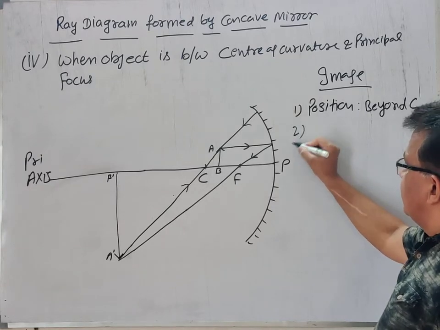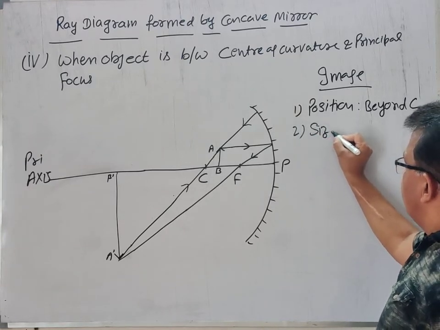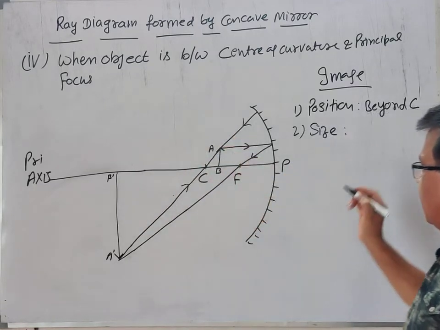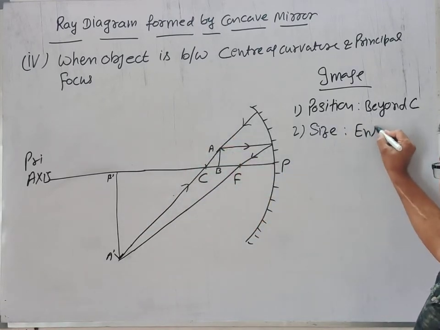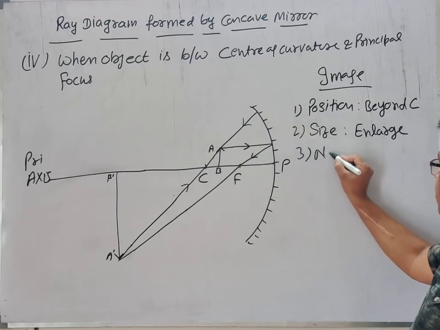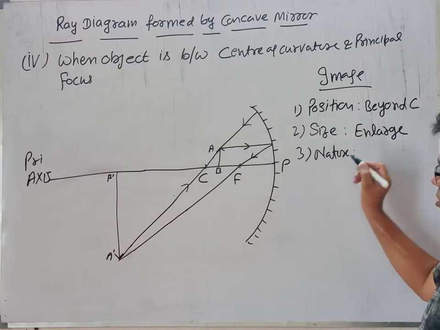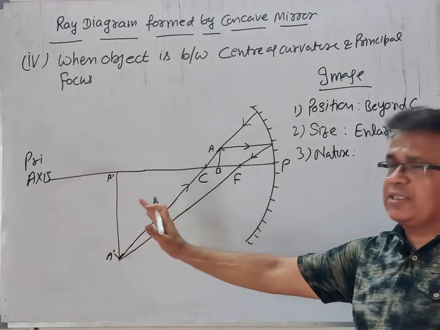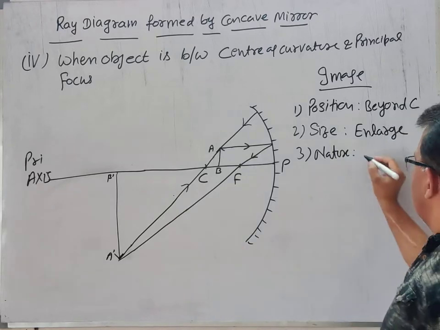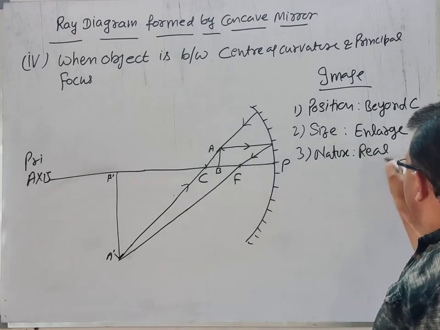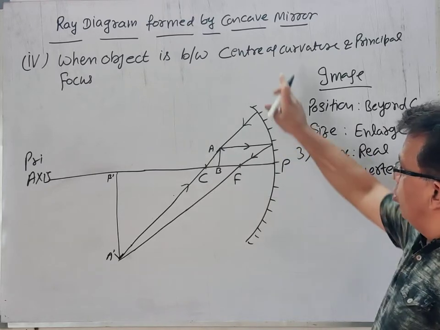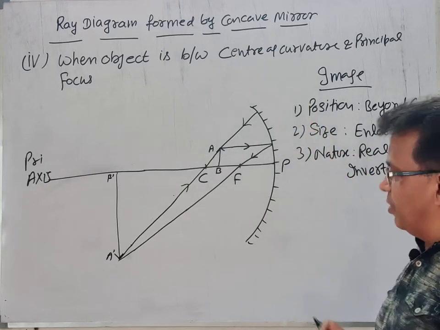Then second is size. Size of the image we are observing is larger than the object, so it is enlarged. And nature of image, we know the image is forming on that side, therefore it is real, and being real, it is inverted. So this is about the object, this is about the image.